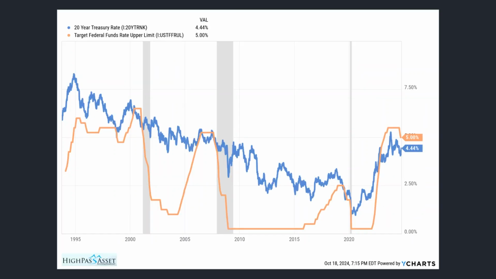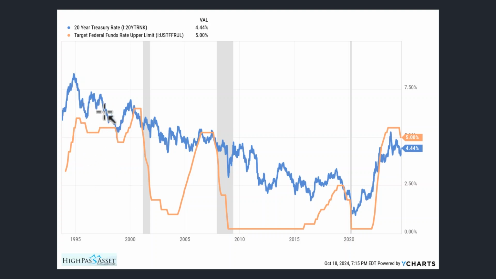The blue line on this chart is the interest rate that moves TLT share price. That would be the 20-year Treasury rate. When the yield on the 20-year Treasury is going up, TLT share price is going to go down and vice versa. I've added to this chart the Fed funds rate. That is the short-term rate controlled by the Fed. That's the orange line.